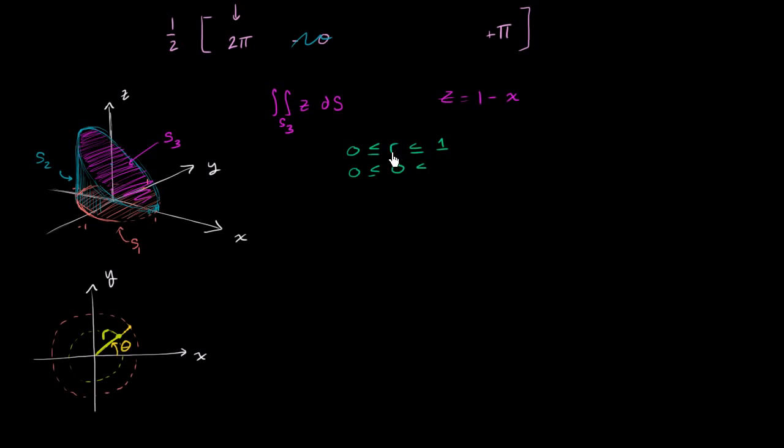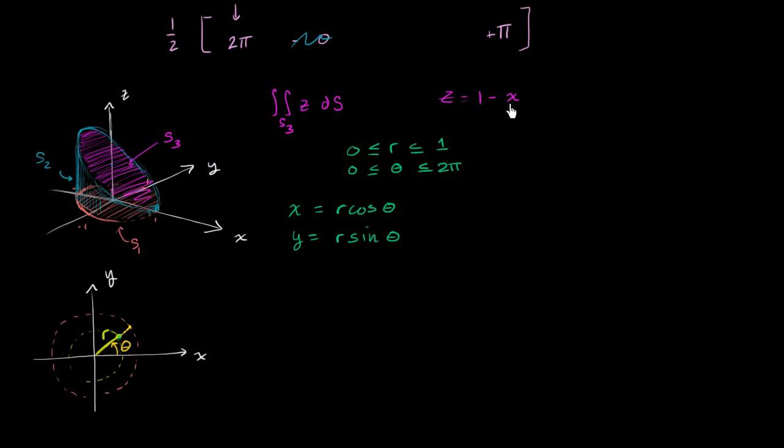Let me write this down. I wrote 0 instead of theta. Our theta is going to be greater than or equal to 0, less than or equal to 2 pi. And now we're ready to parameterize it. X of r and theta is going to be equal to, whatever r is, r cosine theta. So x is going to be r cosine theta. Y is going to be r sine theta. That's going to be the y value, r sine theta.